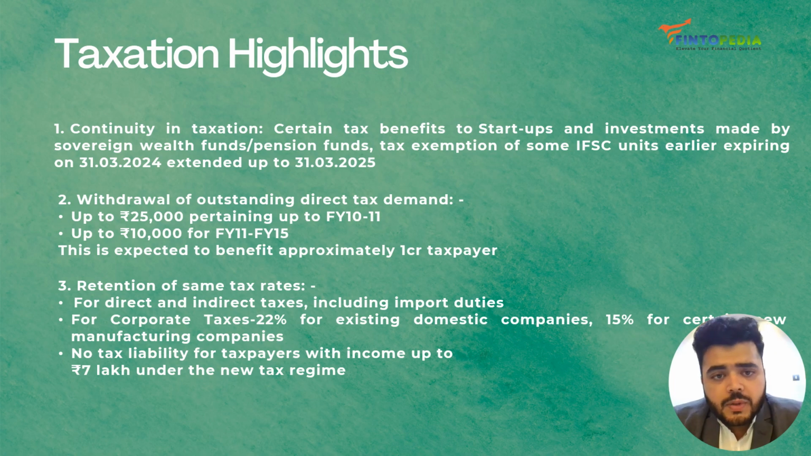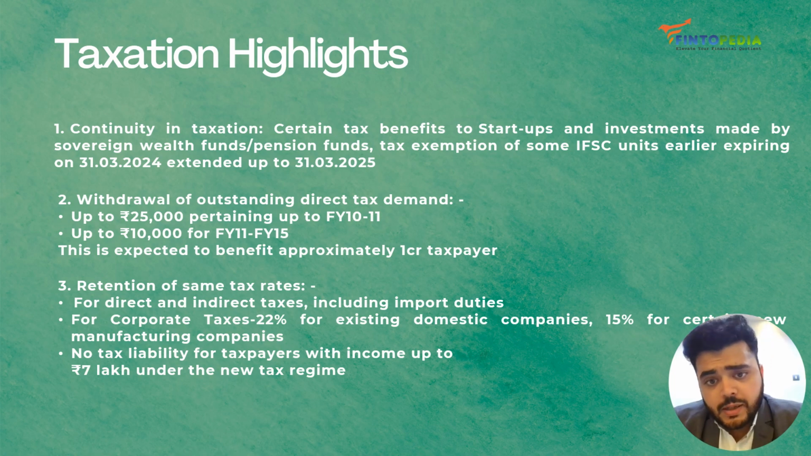So the taxation highlights for the interim budget 2024 were certain extensions which were expiring on 31st March 24 have been extended to 31st March 25. Second is withdrawal of outstanding direct tax demand. If you have a demand of rupees 25,000 pertaining up to financial year 10-11, you do not have to pay it. The government will exempt you from paying it.